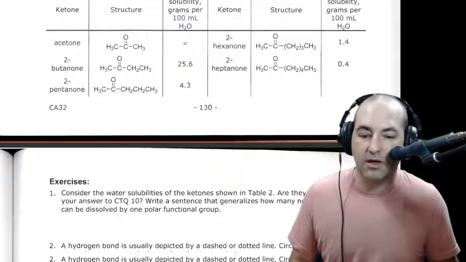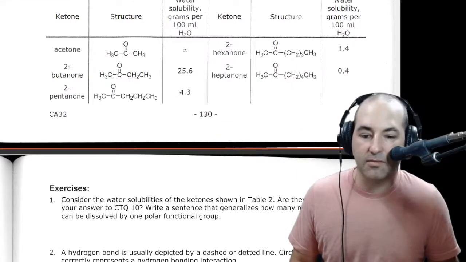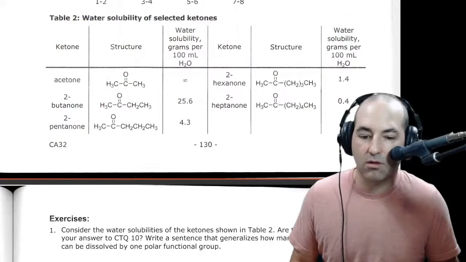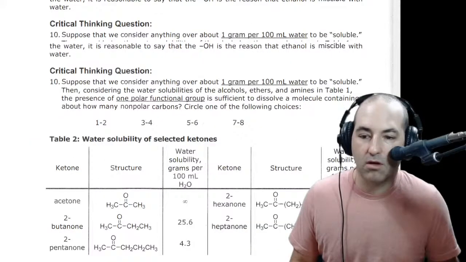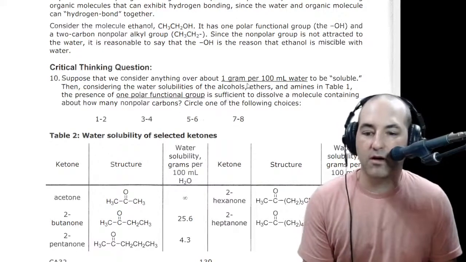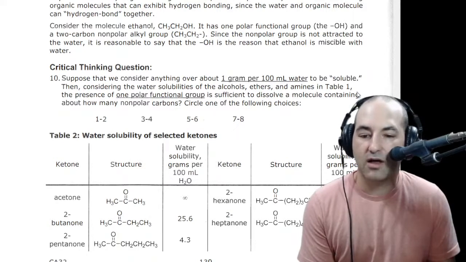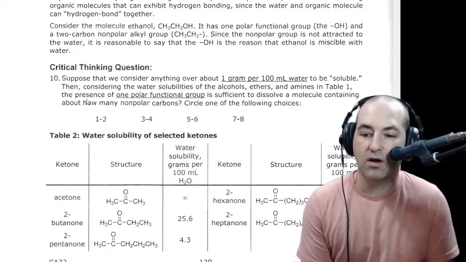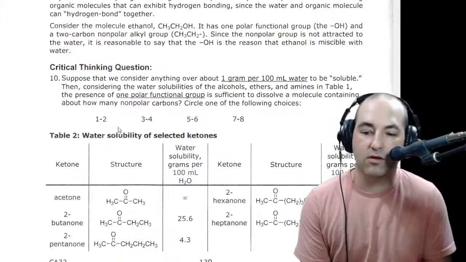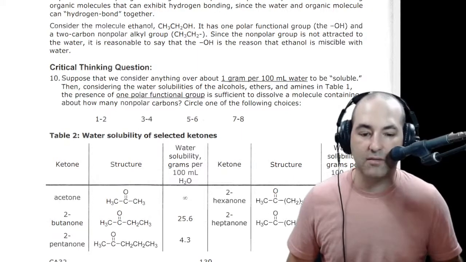So just to explain a couple more questions that are often confusing when we've done this in the past in person. This question number 10: suppose that we consider anything over about 1 gram per 100 milliliters to be soluble. Then, considering the water solubilities of the alcohols, ethers, and amines in table 1, the presence of one polar functional group is sufficient to dissolve a molecule containing about how many nonpolar carbons? So let's look at what that means.